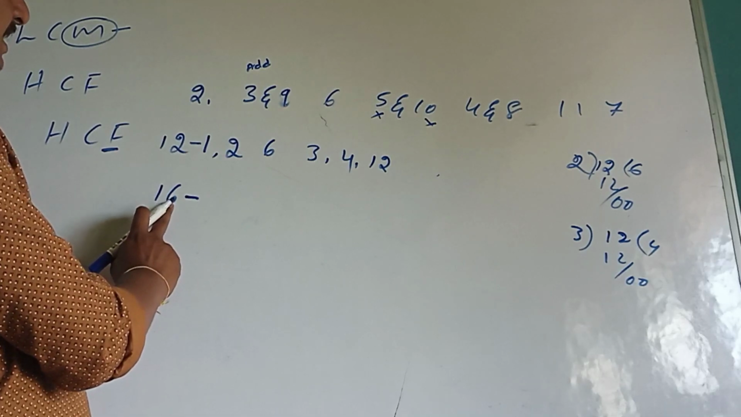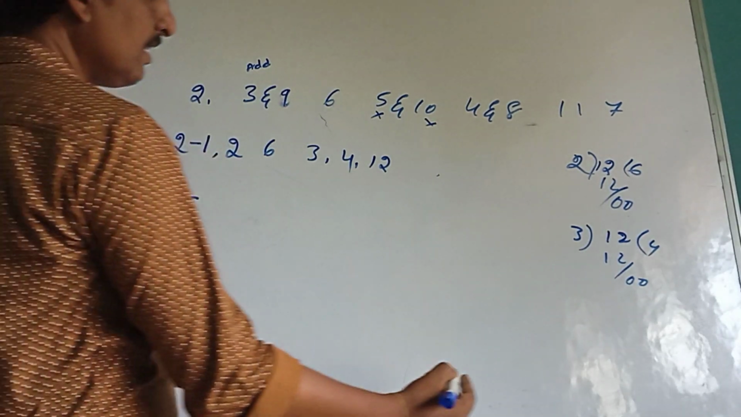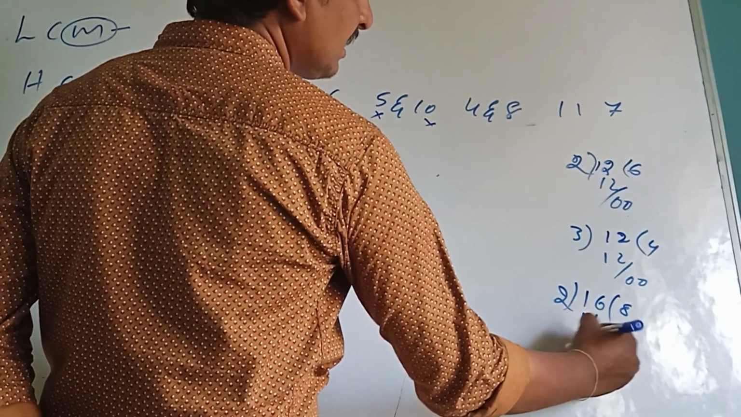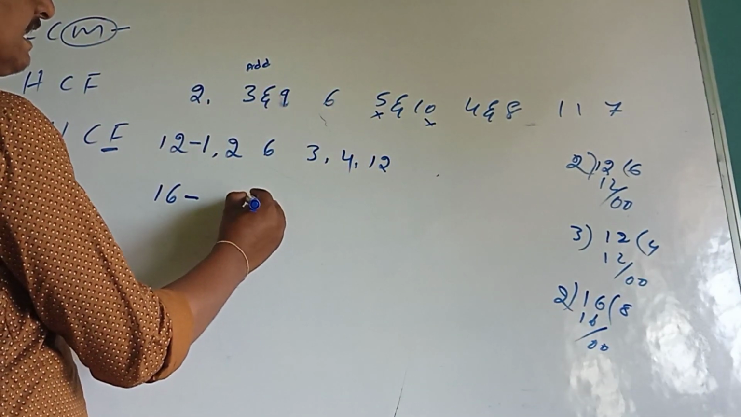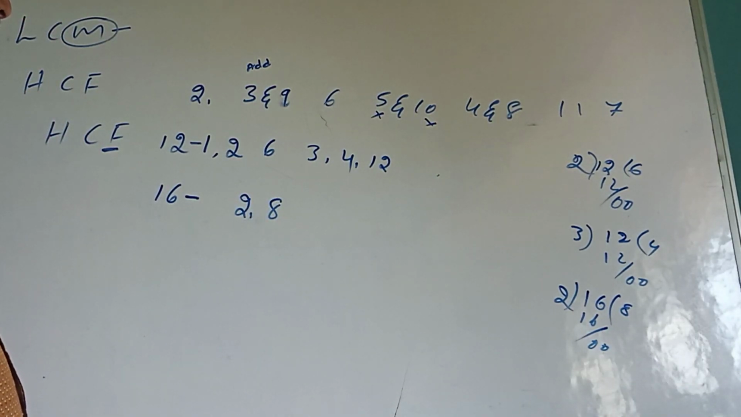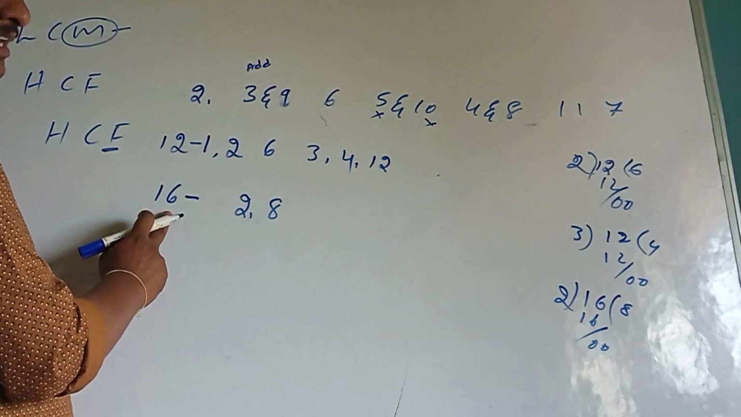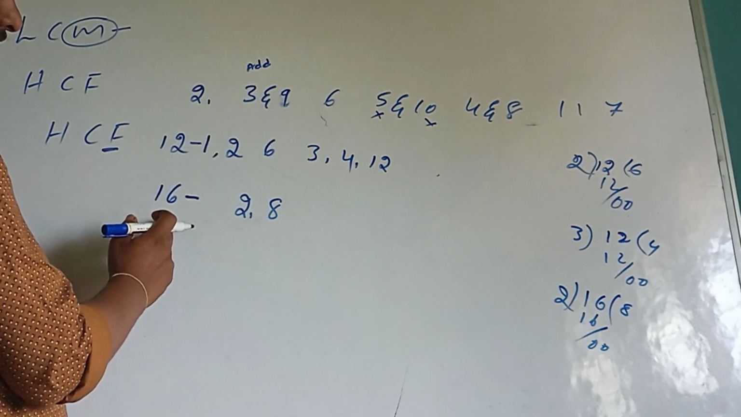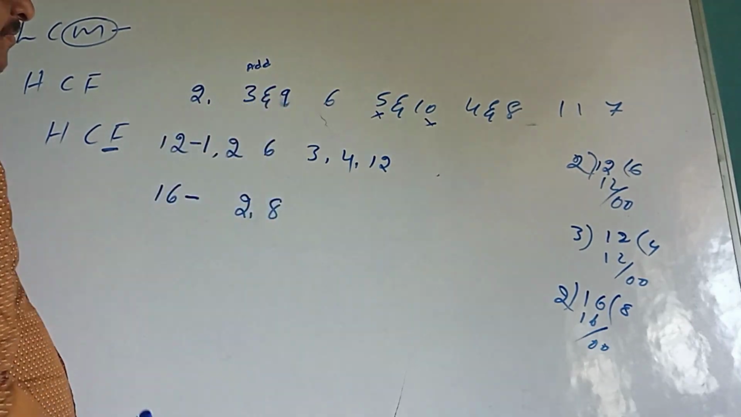In 16, the ones place has 6, so it is definitely divided by 2. 2 8s are 16, remainder 0. 2 and 8 are the factors of 16. Then we have to check 3. 1 plus 6 is 7. 7 does not come in the 3 table or the 9 table. So that is the reason we don't divide it by 3 or 9.